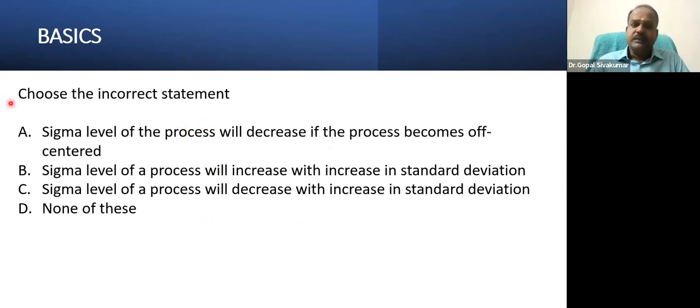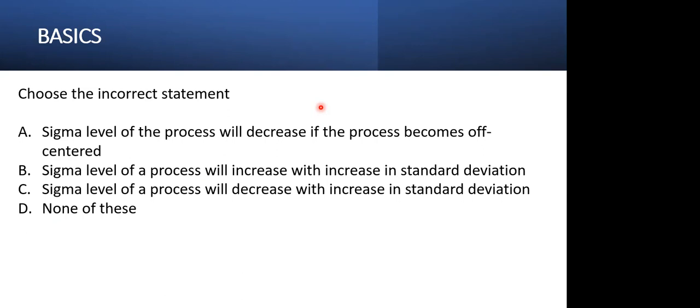So now, sigma level, choose the incorrect statement. Please read and tell me the incorrect statement. Sigma level of the process will decrease if the process becomes off-centered. Sigma level of a process will increase with increase in standard deviation. C would be the correct answer.